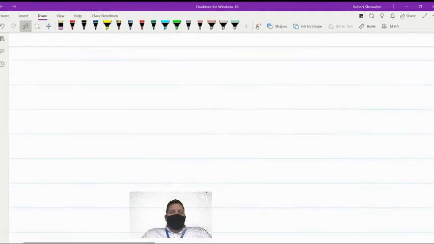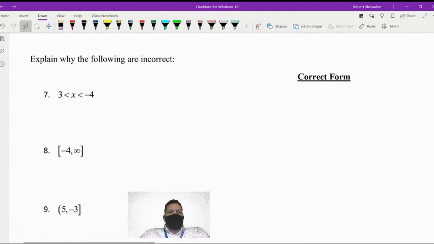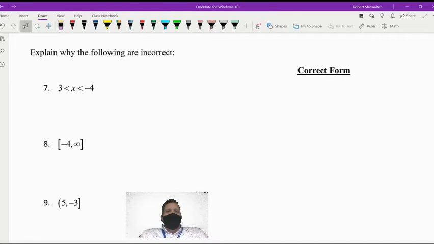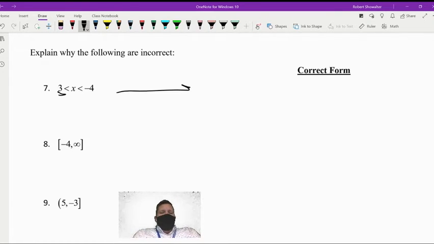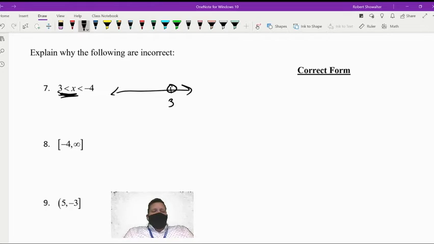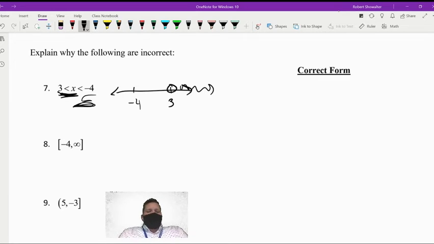So here we go. We're going to explain why these are incorrect. If we look at this, we go 3 is less than x is less than -4. Let's see if that works. But x is in between that, right? So if we go 3, open circle, this says we want 3 is less than x, so we would want to shade here. This says we have -4 and x is less than that, so we go there.